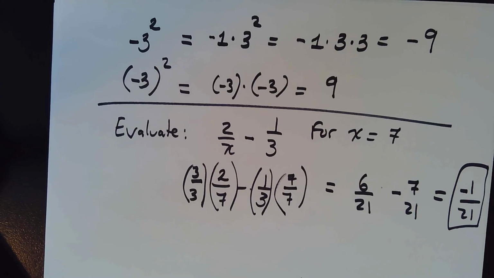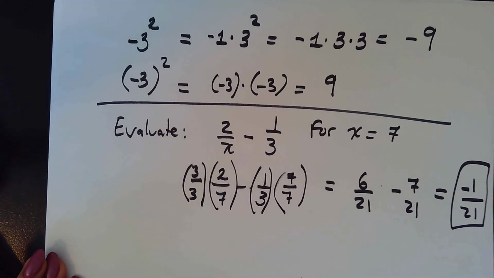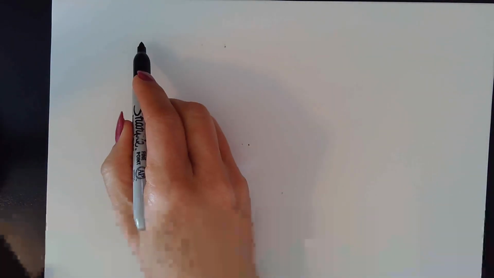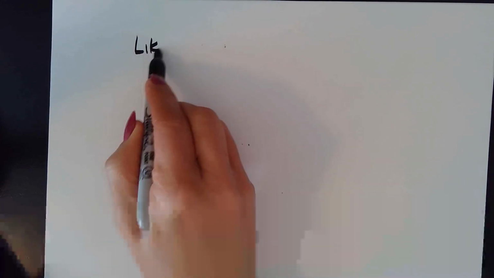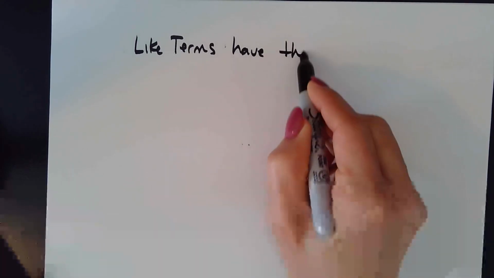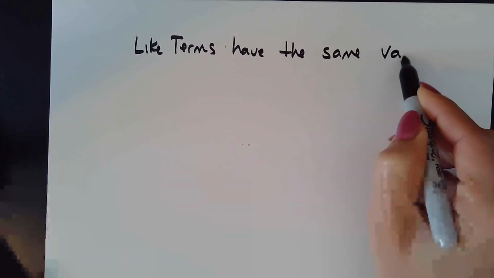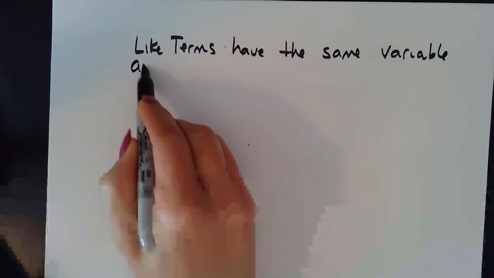All right. And the next and last topic of chapter 1 deals with simplifying algebraic expressions. Basically, the way you do that is like terms, you add and you subtract like terms. What is a like term? So we add and subtract like terms. For example, like terms have the same variable and exponent.